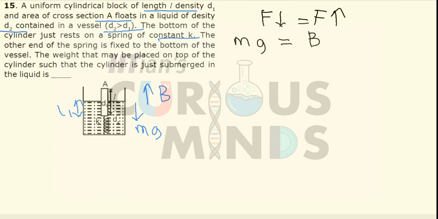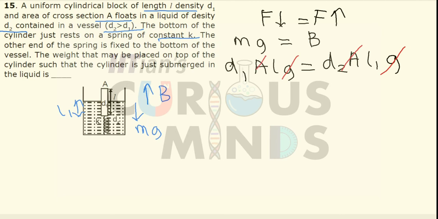So the force acting in the downward direction will be equal to the density of the cylindrical block, d1, into volume. Volume over here will be A into L into g. The buoyant force acting in the upward direction will be equal to the density of the liquid, d2, into area A into the length L1 that is submerged inside the liquid, into g. So g and g will get cancelled out, A and A will get cancelled out. L1 will be equal to d1 divided by d2 into L. Let this be the first equation. I will use this later.